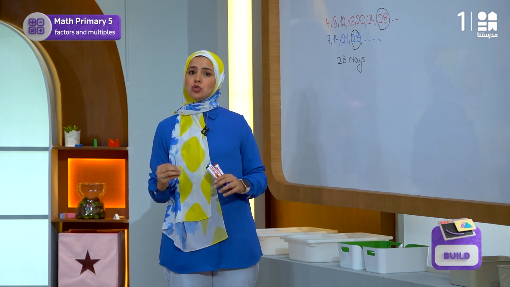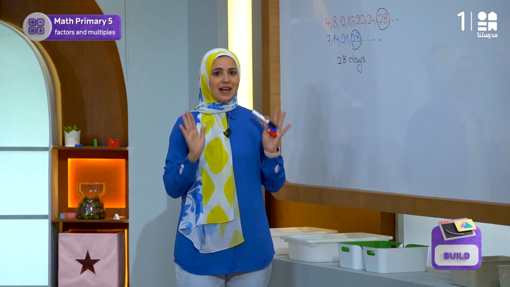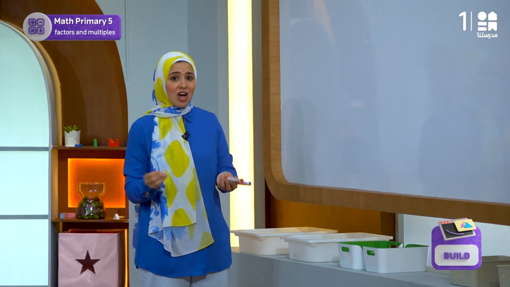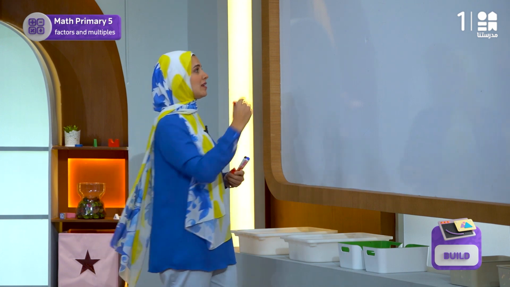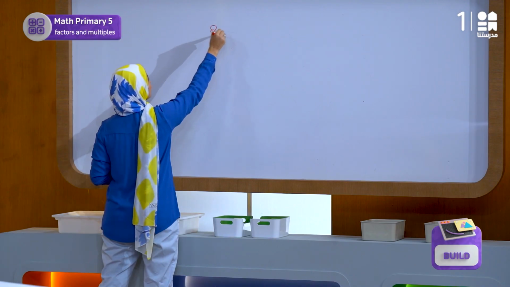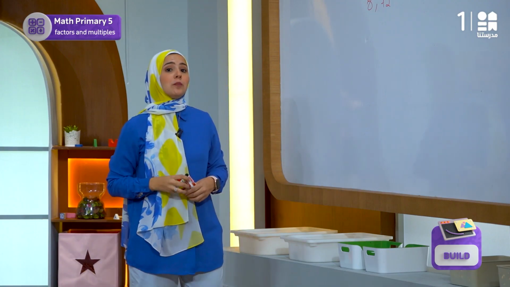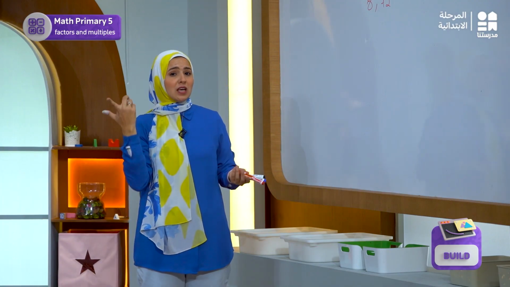We are asked to find the common factors of 8 and 12. Let's check. Okay, so we want to find the common factors of 8 and 12. Let's start by writing the numbers. So what are my two numbers? 8 and 12. How do I find common factors? The first number that we can think of is what?